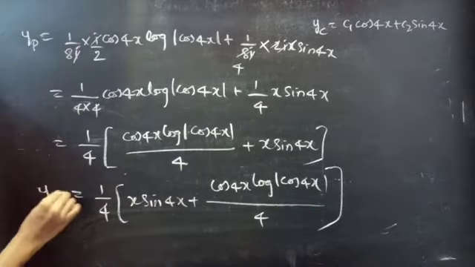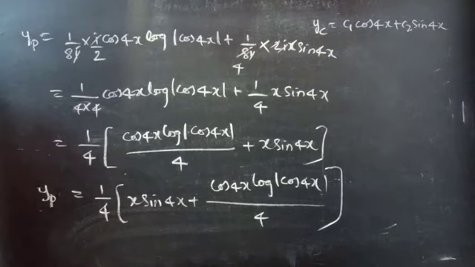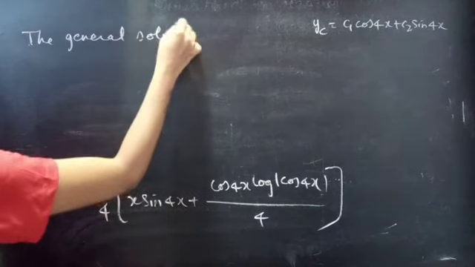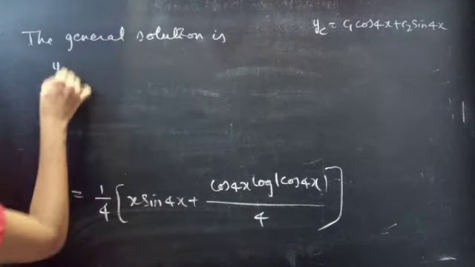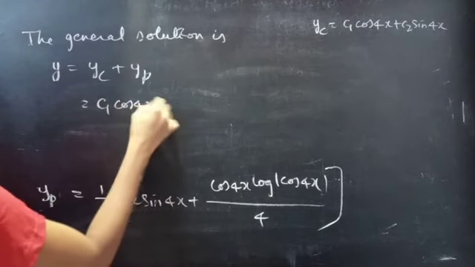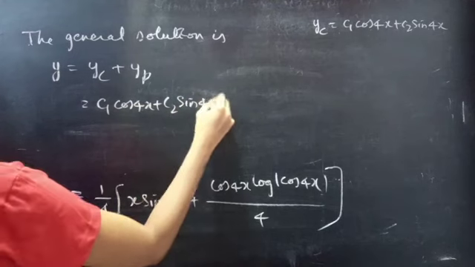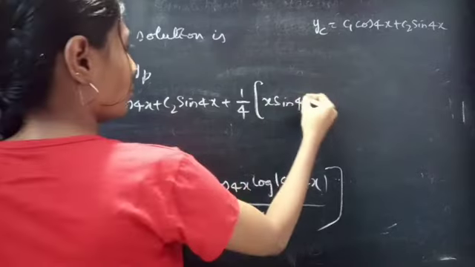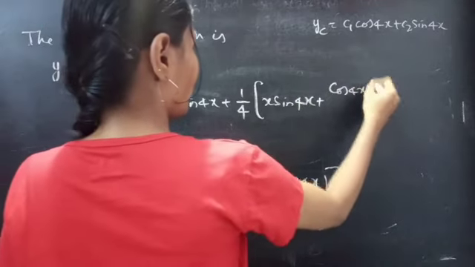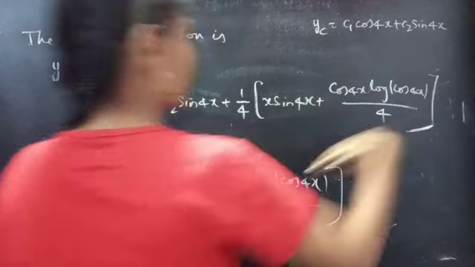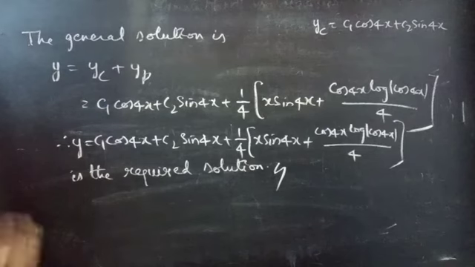So now we can write the general solution. The general solution is y equals yc plus yp. We have yc, c1 cos 4x plus c2 sin 4x, plus yp, 1 by 4 into x sin 4x plus cos 4x into log mod cos 4x by 4. So this is the required solution.